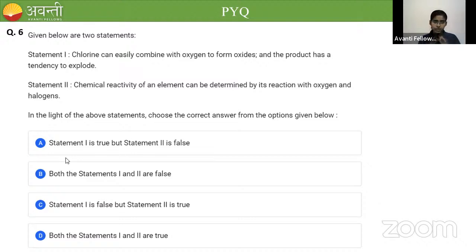That is, we can find out the chemical reactivity of an element. That can be determined by its reaction with oxygen and halogen. So both the statements are correct. So option D will be the correct answer for this question.